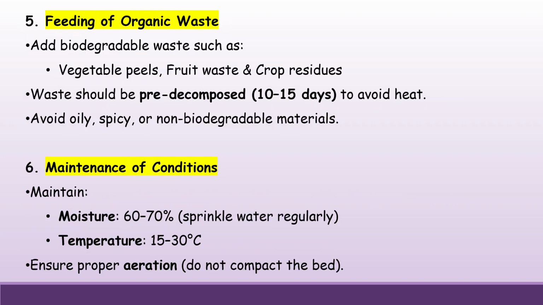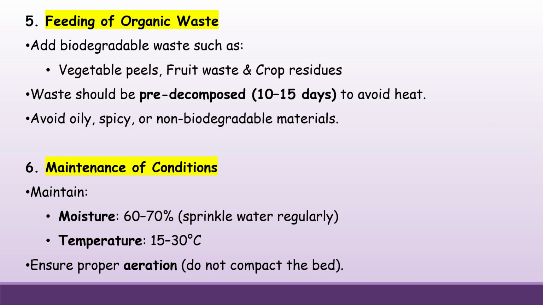Okay, and later on we keep on adding waste layer by layer, which is already pre-decomposed. It should be avoided to add onion peels, anything a little bit spicy, and non-biodegradable materials, because they are very harmful for the earthworms. Earthworms might die, so these are the materials that can't be added.